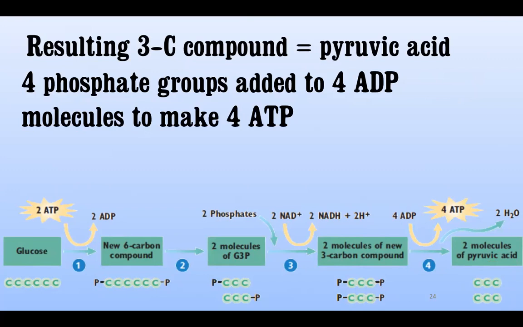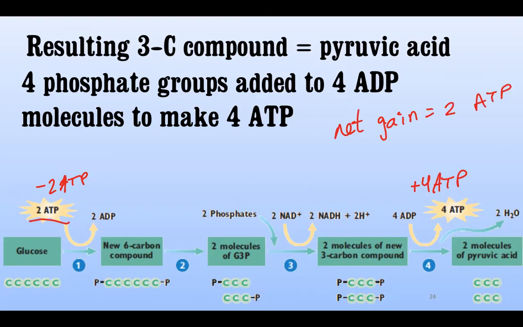So you have used 2 ATP. So we start off with -2 ATP. At the end, we add 4 ATP. So our net gain is only 2 ATP. Okay, even though we make 4 at the end, we initially used 2. So the net gain of ATP at the end of glycolysis is 2 ATP.